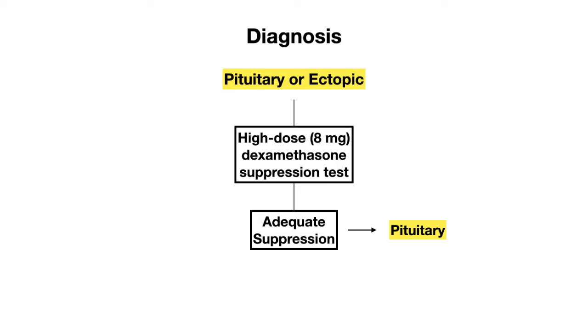And so if after administering a high-dose dexamethasone suppression test, you get adequate suppression, that indicates that there's a tumor that's responding to that high dose, and it's most likely going to be a pituitary tumor. And this is important to know because it changes management and next steps. So if you're concerned about a pituitary tumor, you're going to get brain imaging, most likely in the form of an MRI. But if you're more concerned about an ectopic tumor, then you need to do imaging elsewhere in order to figure out where this tumor is actually located. Usually in the lungs, but it can also be located in other places in the body.